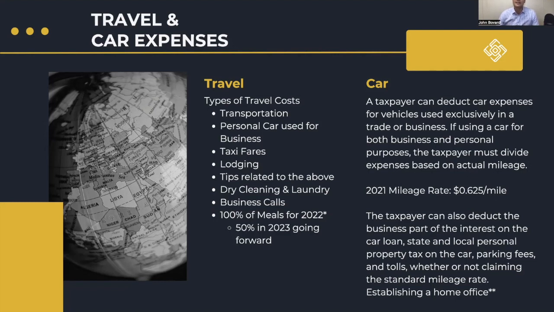If you're going downtown, or your office is downtown, or customers are downtown, and you're paying to park somewhere, make sure that you're deducting those parking expenses off of your taxes.